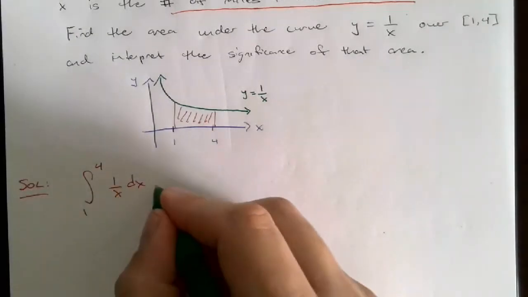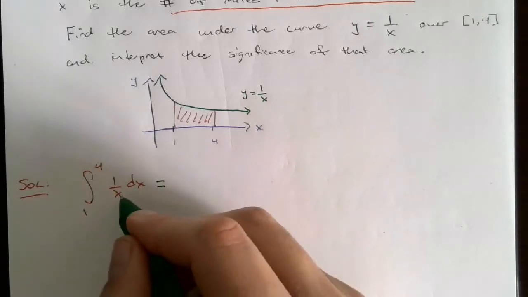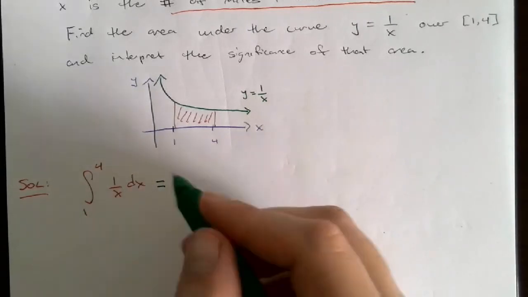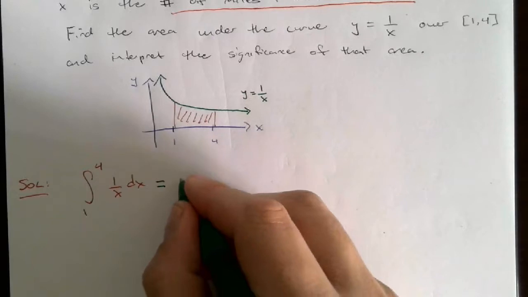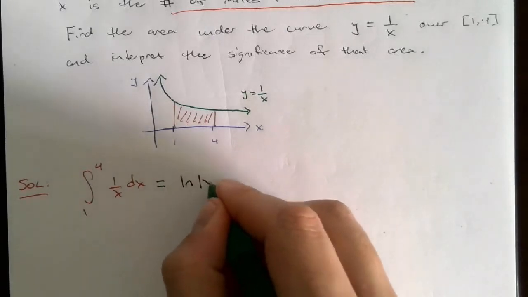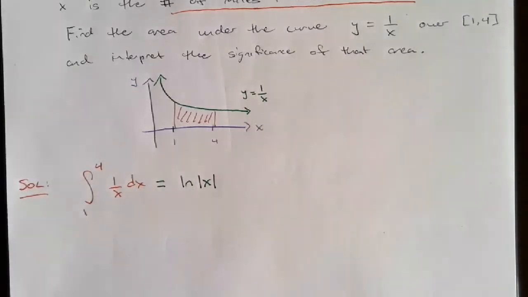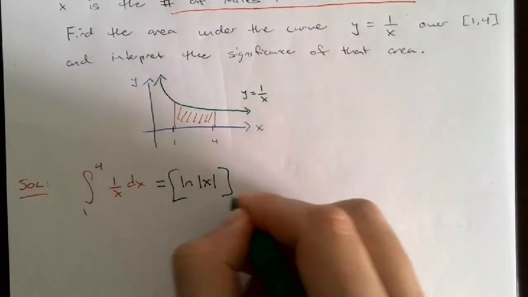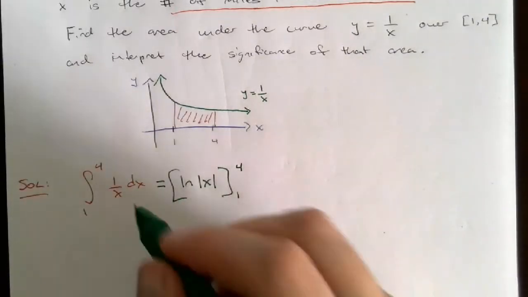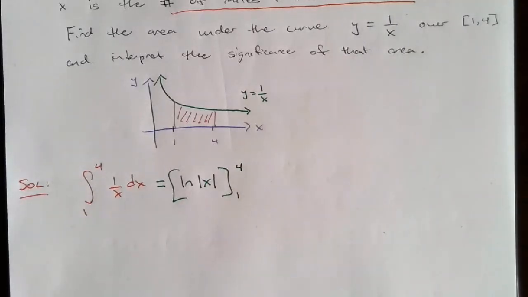What function, when I take the derivative, gives me 1 over x? In other words, what's the antiderivative of 1 over x? That function was the natural log, remember? That's the natural log of the absolute value of x, and we're evaluating this from 1 to 4. The antiderivative of 1 over x is always the natural log of x. Make sure you know that.